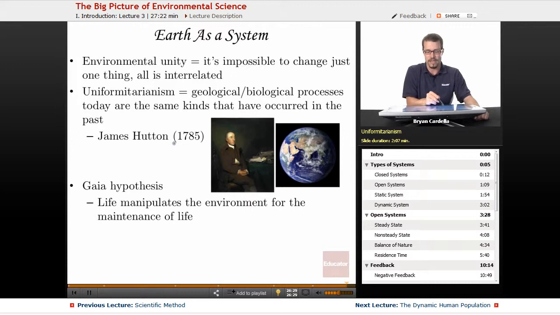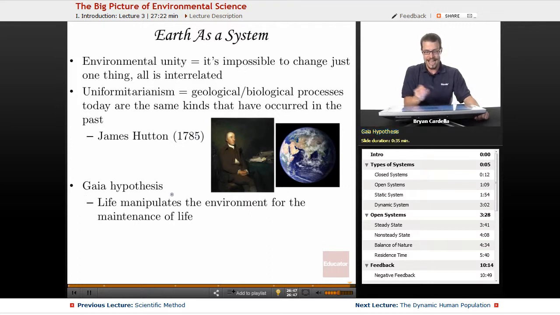And thanks to James Hutton, a Scottish gentleman from the 18th century, who was the first to really be a true proponent of uniformitarianism. His writings impacted Charles Darwin in his understanding of geology, which of course helped him with his theory of natural selection, or evolution.